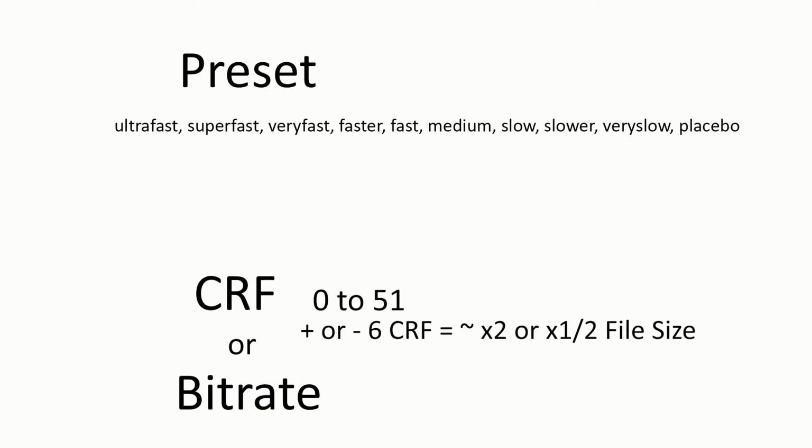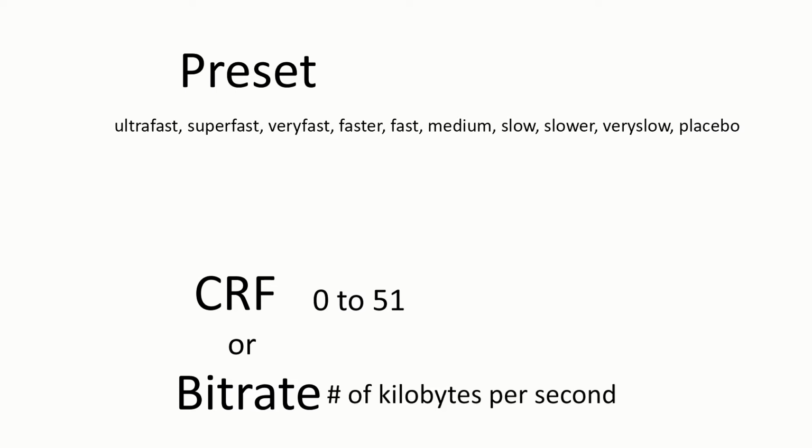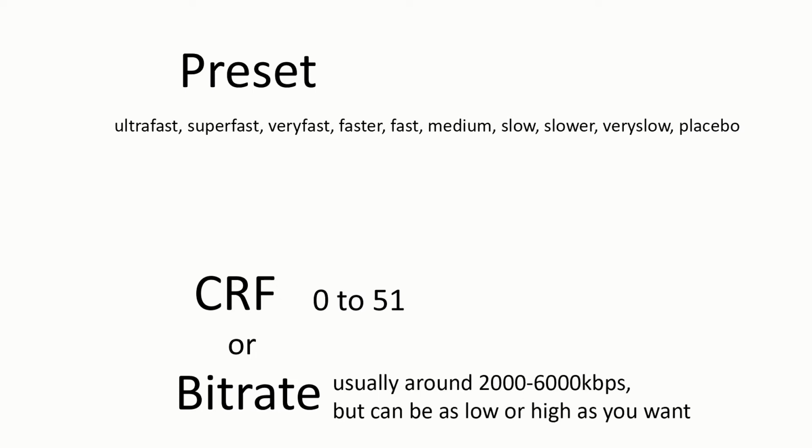Bitrate is sort of the inverse of that. It specifies the amount of data per second in the video stream, and thus the file size. The quality of the video will depend on the preset. For 1080p video on the internet, the bitrate is usually about 2,000 to 6,000 kilobytes per second. It also varies a lot based on the application. For example, GoPro videos directly off the camera can be almost 30,000 kilobytes per second.